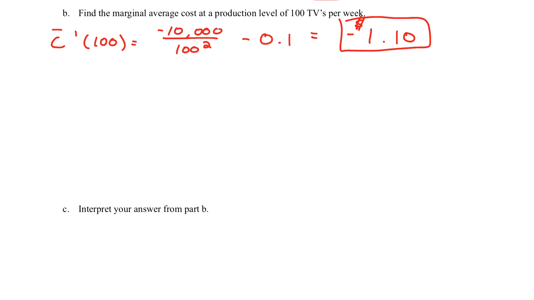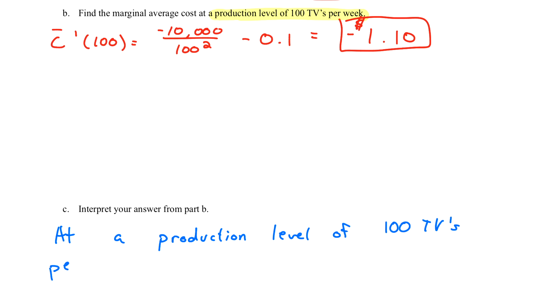Part C, probably unsurprisingly, I want to talk about what this number actually tells me. So that number, first of all, depends on our production level. So before I do anything else, I want to make sure that I mention our production level. So I'm going to say, at a production level of 100 TVs per week.